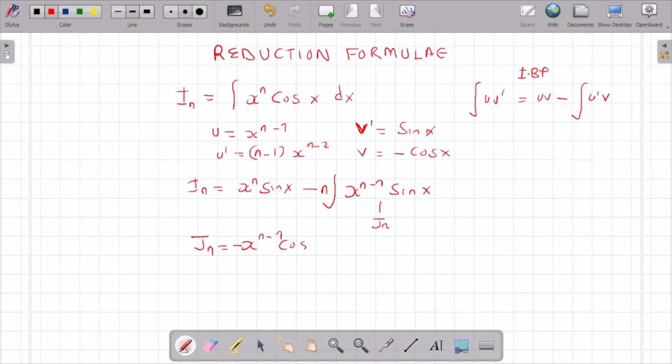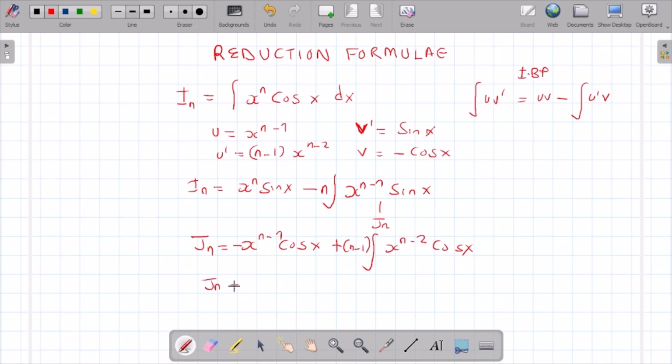Great. Now, that is minus x to the power n minus 1 cosine of x minus the integral of u prime v. Now, what is our u prime? It is n minus 1 x to the power n minus 2. Now, n minus 1, like in the previous problem, is a constant. So we can take it out of the integral sign. This has to leave us with x to the power n minus 2, which looks good. Now, what is our v? Our v is minus cosine of x. So we can take out minus 1, such that here we're going to have a plus. And then we're going to have cosine of x.